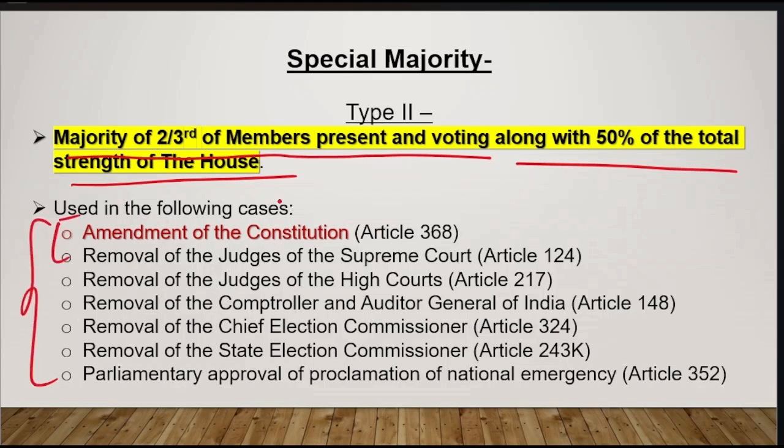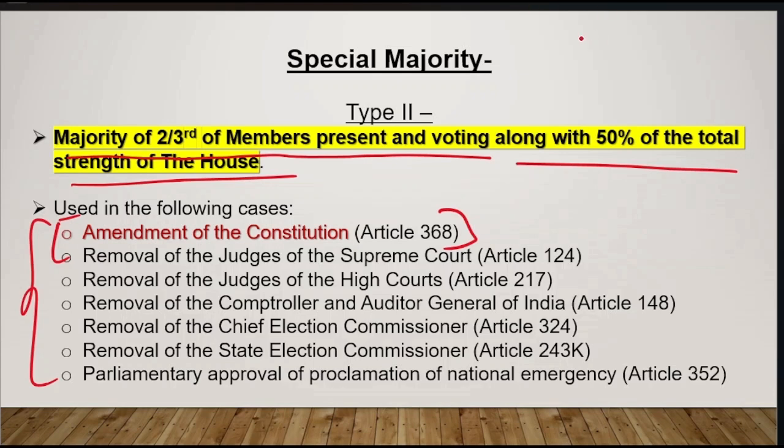Mainly, it is used if you want to amend the constitution through Article 368. If our government is trying to amend the constitution, they need to amend under Article 368. In that case, the special majority of this type will be utilized. What does this type of majority say? A majority of 2/3 of the members present and voting, along with 50% of the total strength of the house.